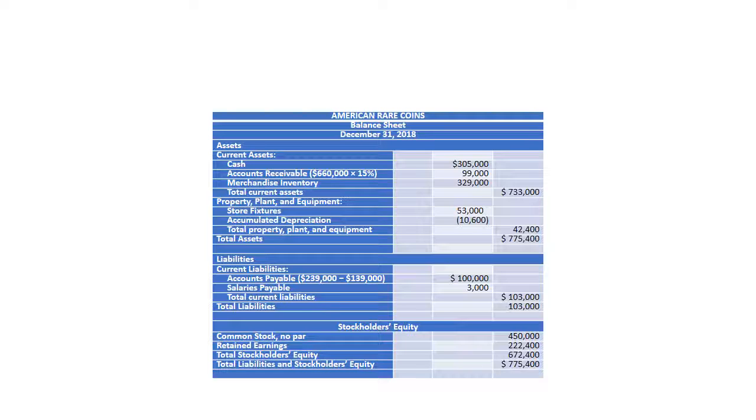During the year, they sold on account $660,000 in sales. So we would have debited accounts receivable $660,000, credited sales revenue $660,000. They tell us they collected 85% of it. So if you take $660,000 times 85%, that means they received the cash of $561,000. So you would debit cash $561,000 and credit accounts receivable $561,000.